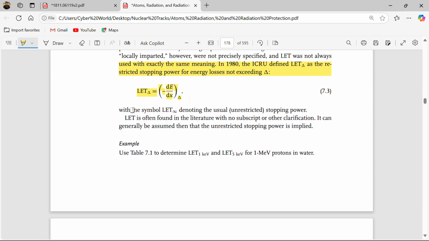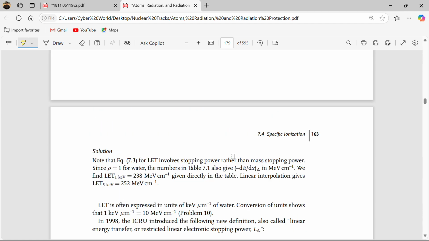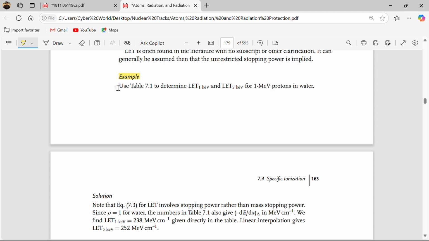So here again, if you have a problem, you just have to multiply. Here is an example: using table 7.1, determine LET for 1 keV, 5 keV, and 1 mega electron volt proton in water. So this is a problem we have to solve.